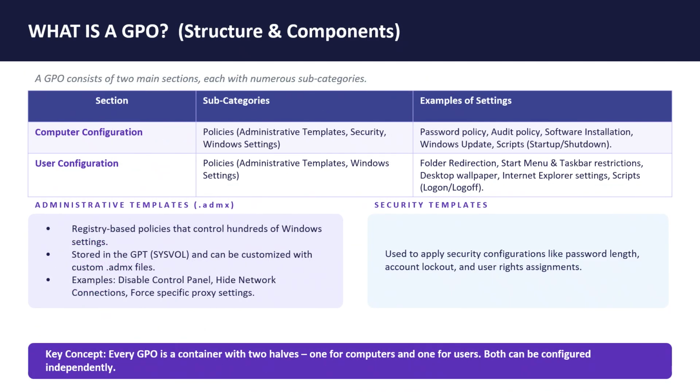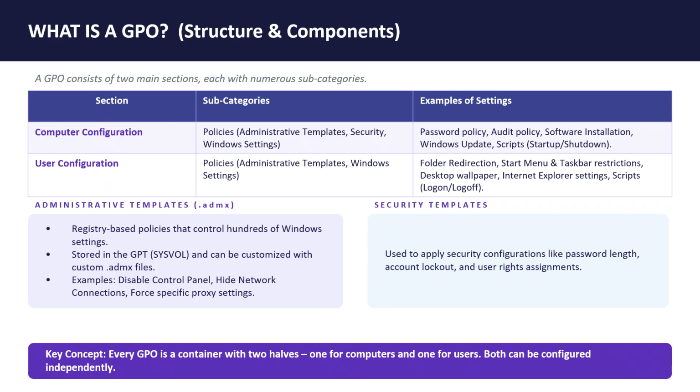You can manually refresh using gpupdate. Every group policy object is structured with two main sections, each containing numerous subcategories. The computer configuration section contains policies that apply to the machine. This includes administrative templates, which are registry-based settings controlling hundreds of Windows features like disabling Control Panel or forcing proxy settings. It also includes security settings such as password policies, audit policies, and user rights assignments. Additional categories include software installation policies, Windows update settings, and startup and shutdown scripts.